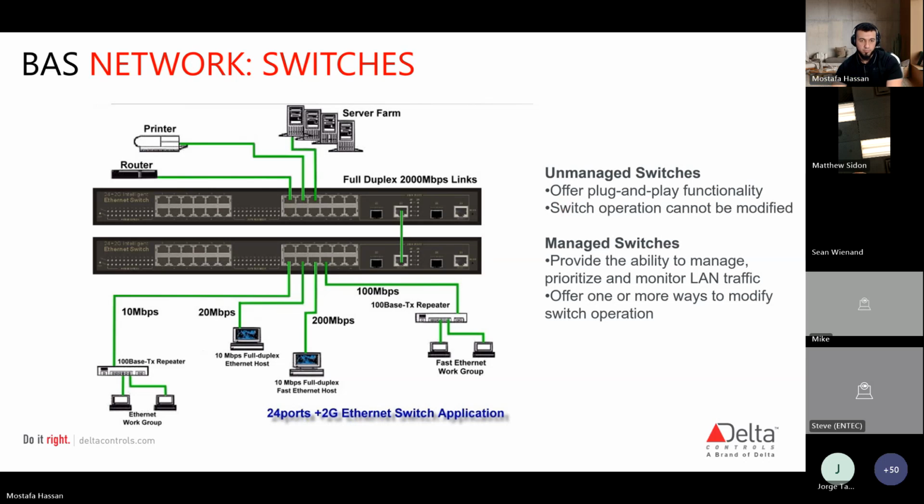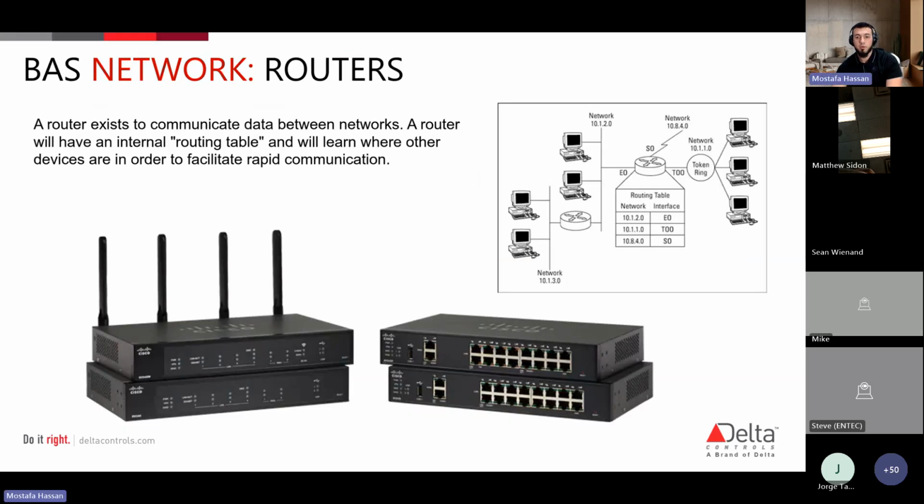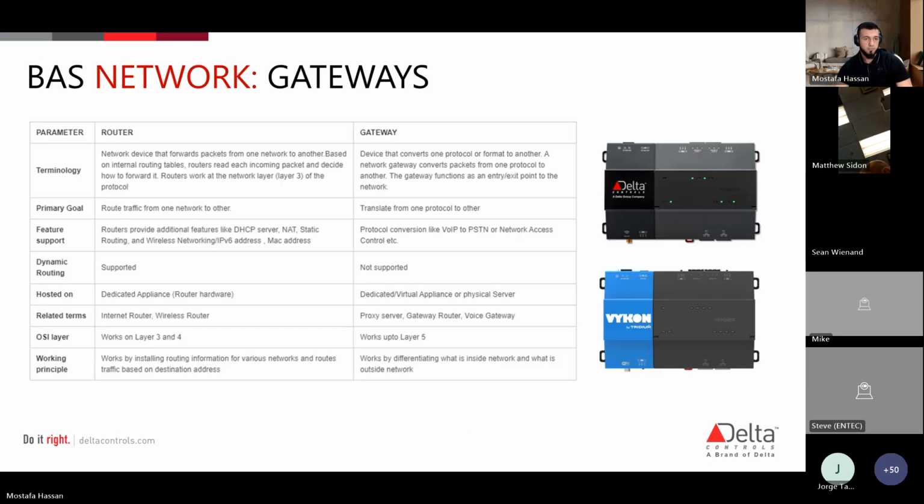So, routers are, again, devices that connect two or more packet switch networks, or subnetworks, right? You can also route here between an MSTP network and an IP network, right? Different speeds, different layers. So you're still going to need these as you design your building automation system.